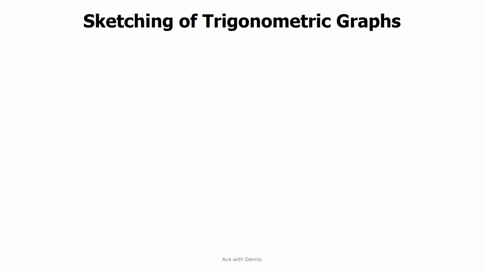Now let's learn how to sketch trigonometric graphs. The very first thing you need to do is know how to draw the basic graphs. For the sine function, the graph y equals sine x will look like this. Firstly, you need to recognize the shape of sine x, and then you need to label the angles, or label the x-axis.